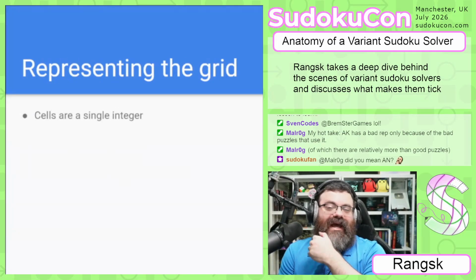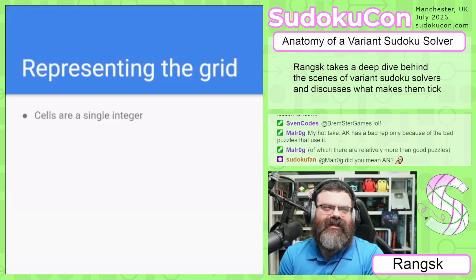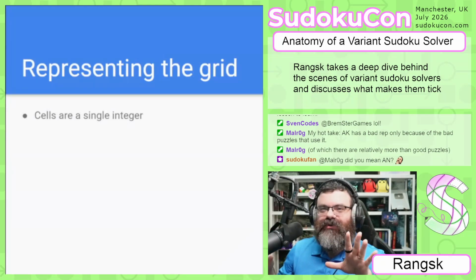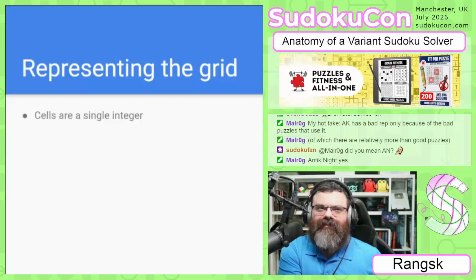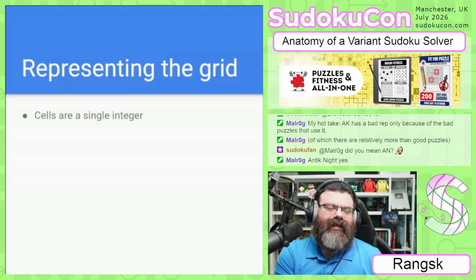All right, so now into some of the more meat and potatoes of the solver, representing the grid. How do we actually take a visual Sudoku puzzle and put that into the solver in a way the computer understands and does so quickly?